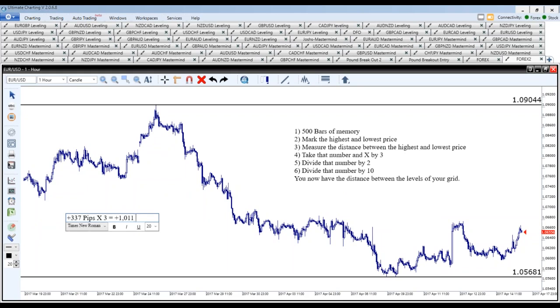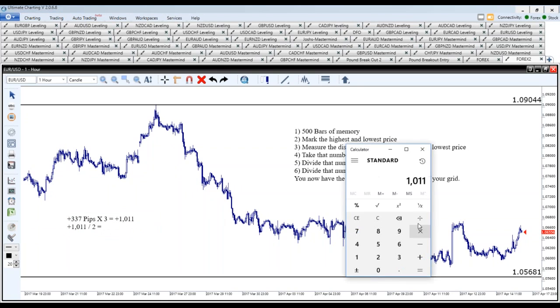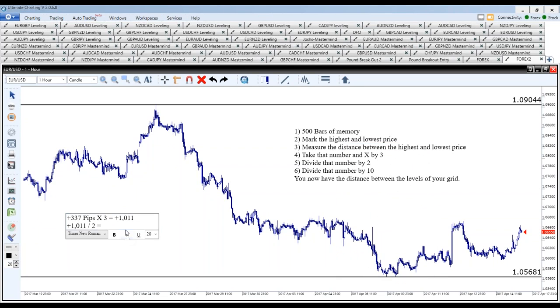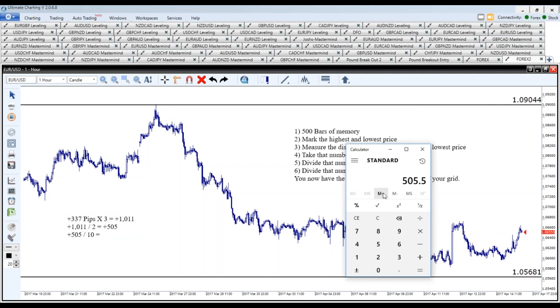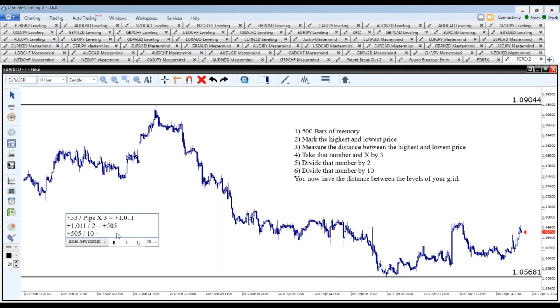1,011 pips. Now take that number, 1,011, and divide that by 2. That is 505 pips. Now take 505 and divide that by 10. That's 50 pips. 50 pips is the distance.